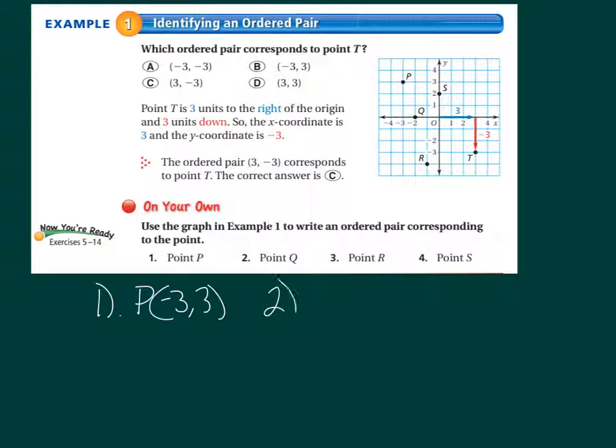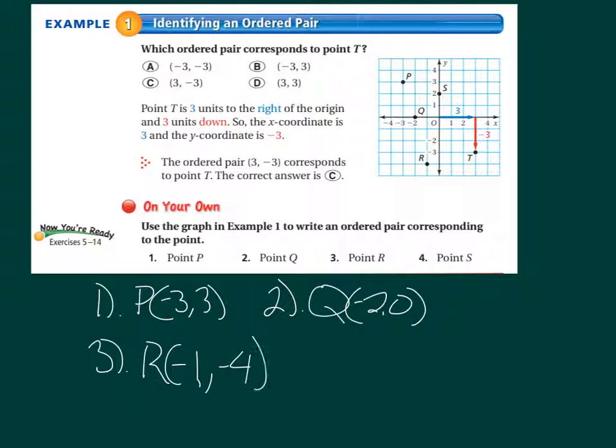Number 2, point Q. If you start at the origin and you go left 2, you don't need to go up or down any because you're already at point Q. So all we need to put is -2, 0. Number 3, point R. We start at the origin, and again, we go left and right first. We need to go left 1 and then down 4. So we go -1 for the left 1, and then since we went down, we're going to say -4.